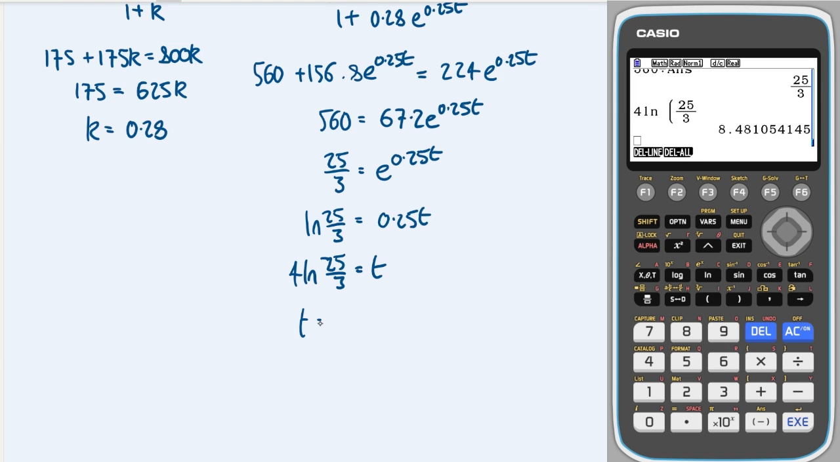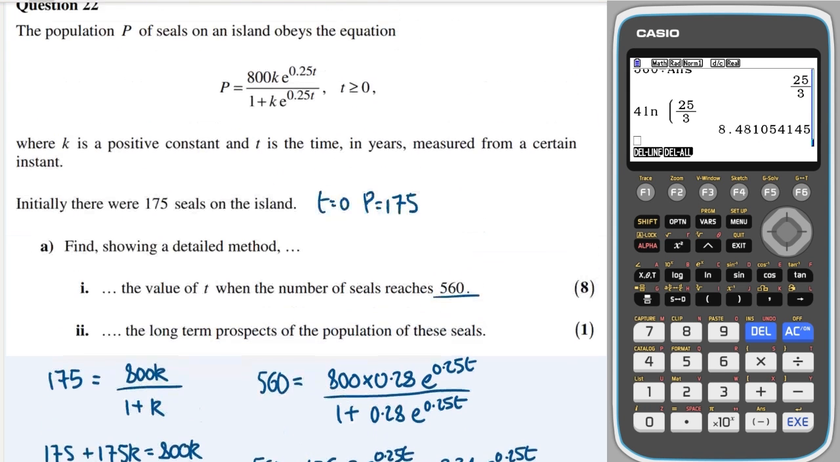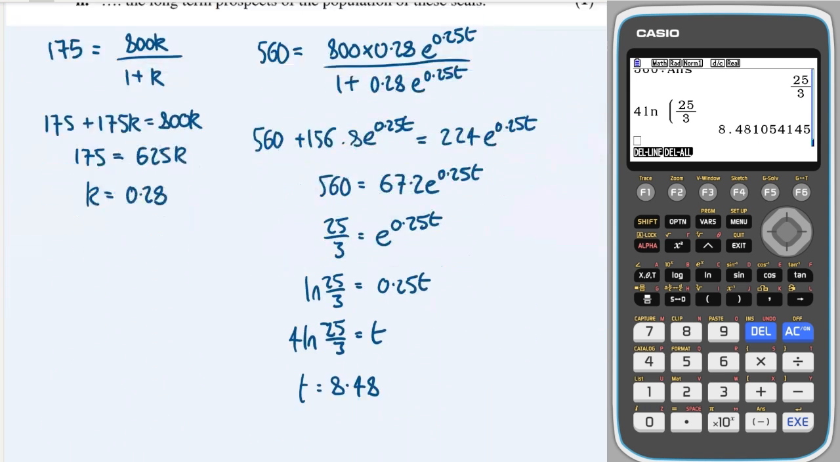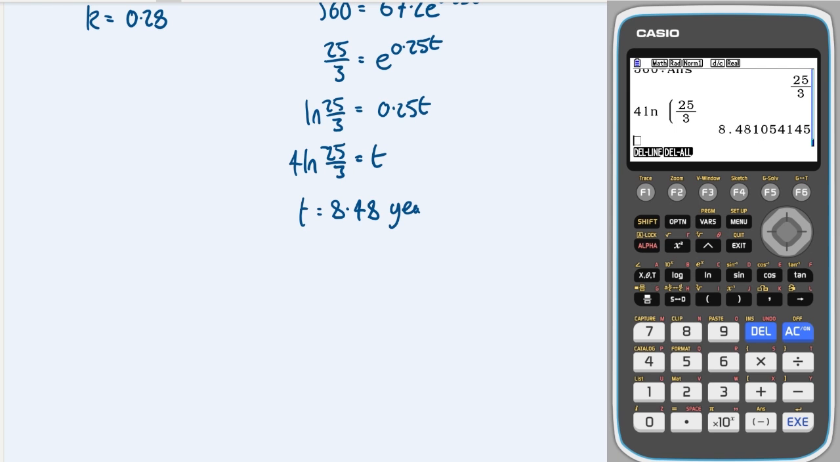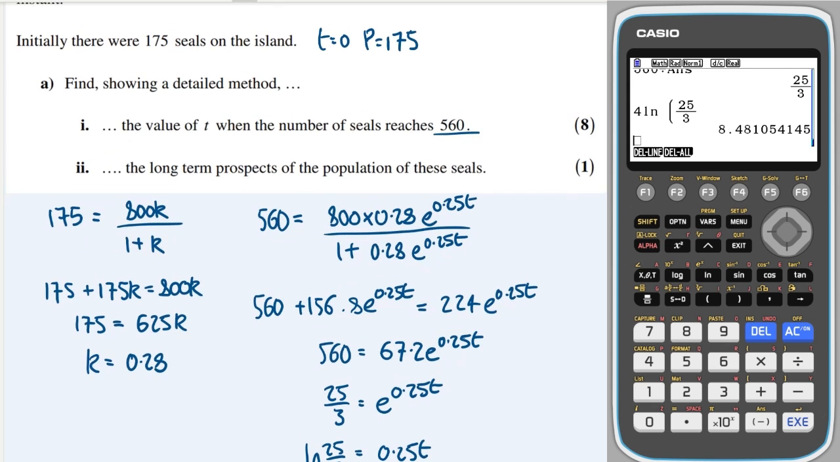So t is equal to 8.48. And that is in years, I believe. Yeah, years. Okay, it says the long-term prospects of the population of these seals.